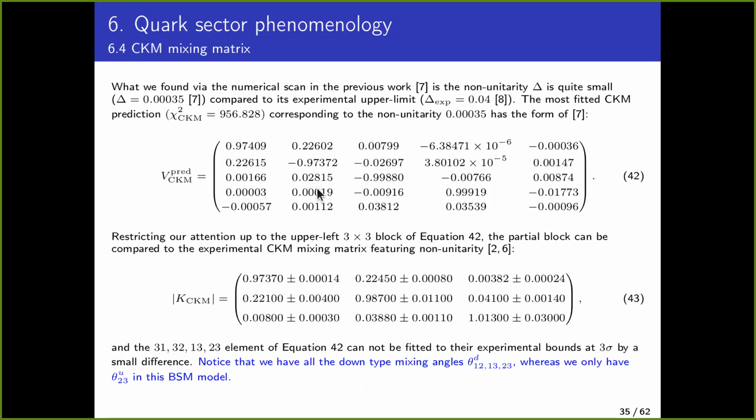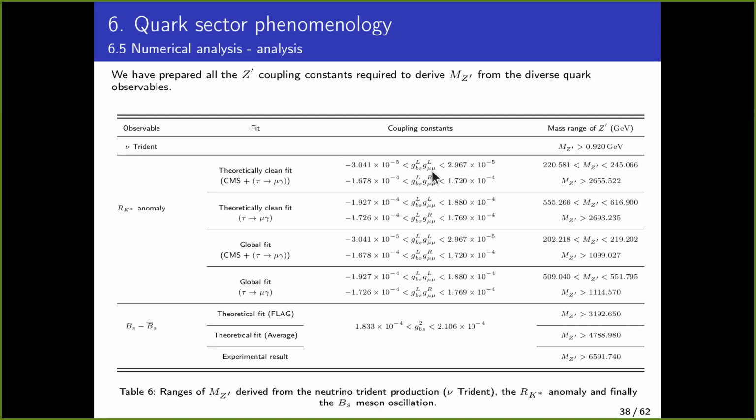So first of all, using each boundary value of this derived coupling constant, we derived this Z-prime mass. First of all, we consider this theoretically clean bit with both experimental constraints, and then I got this Z-prime mass from 220 to 245, whereas the right-handed Wilson coefficient gives a much heavier mass than the left-handed, which is 2600 GeV, so it should be heavier than these values.